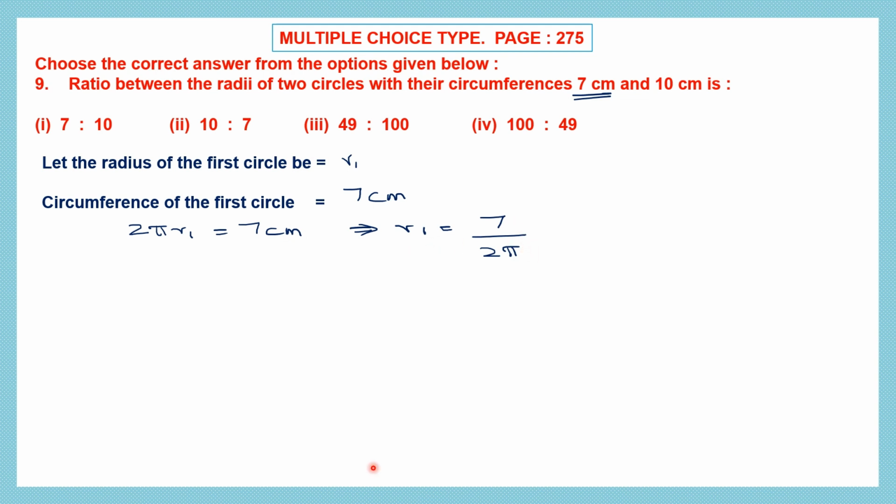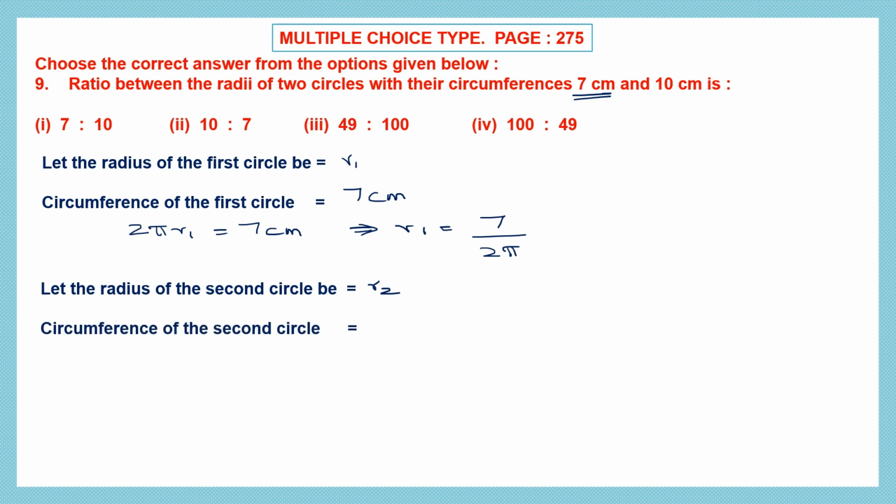Similarly, let's find R2. So let the radius of the second circle be R2. Now the circumference of the second circle given to us is 10 centimeters. So that is 10 centimeters. And what is the formula to find the circumference of a circle? It is 2 pi r, and because it's a second circle, it is 2 pi r2, and that is equal to 10 centimeters. So from this we can find the value of r2. R2 will be equal to 10 centimeters divided by 2 pi.